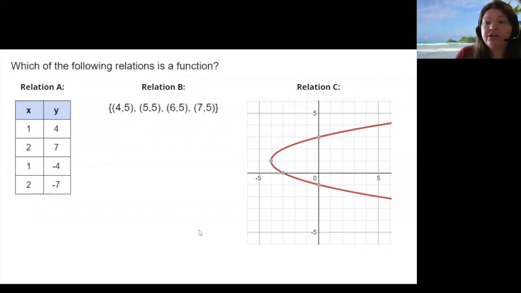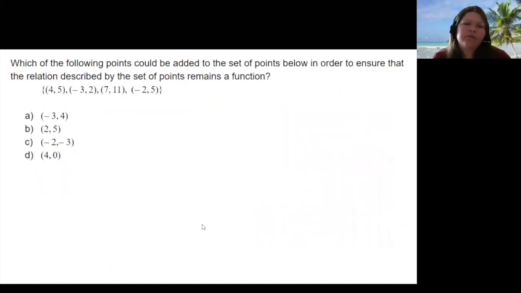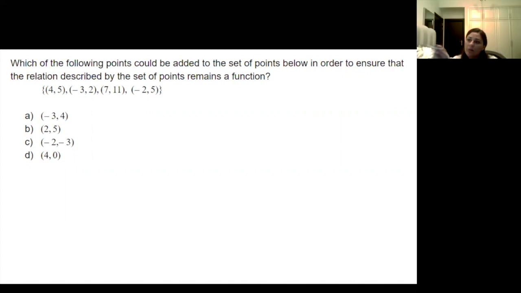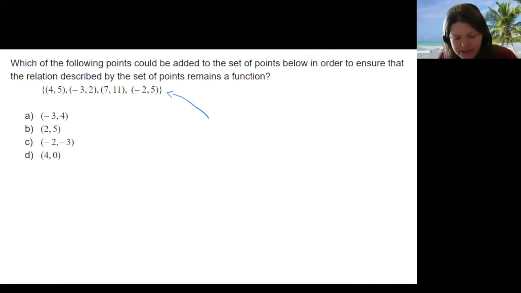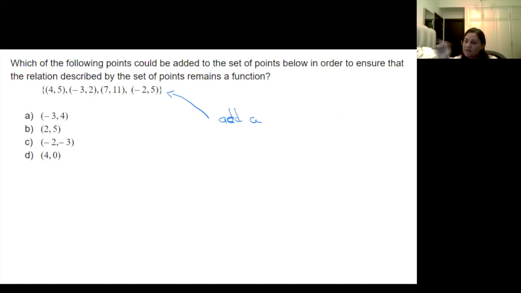So let's look at a few more. Which of the following points could be added to the set of points below in order to ensure that the relation described by the set of points remains a function? This is a weird question and pretty GED typical. What are they asking me to do or to find, you guys? To add another point, but it has to stay a function, right? Exactly. They want us to add a point to this set, but it has to keep it a function.